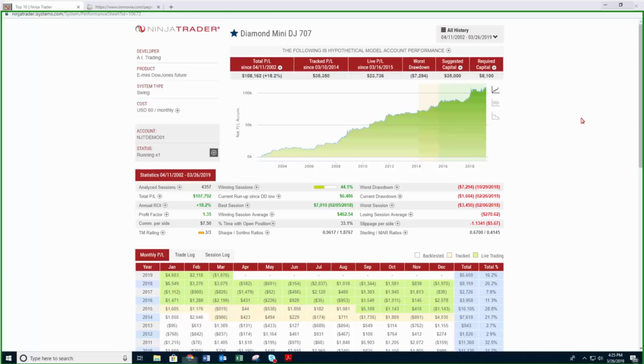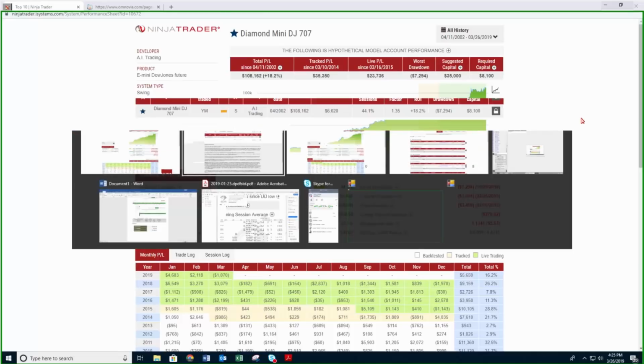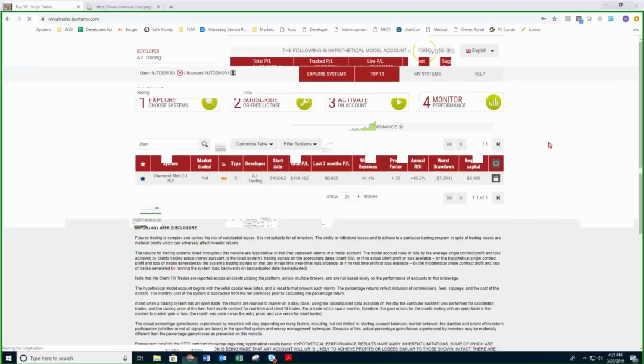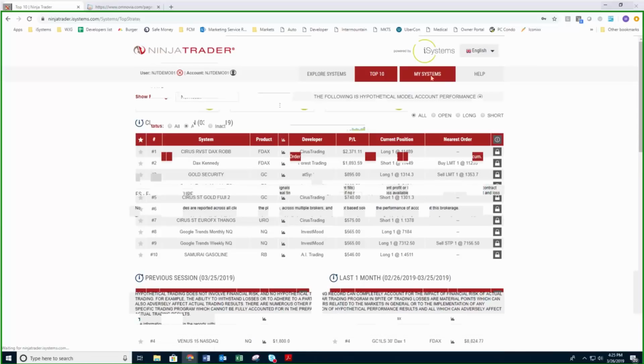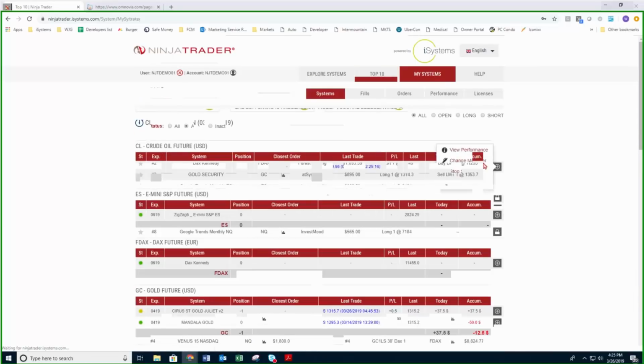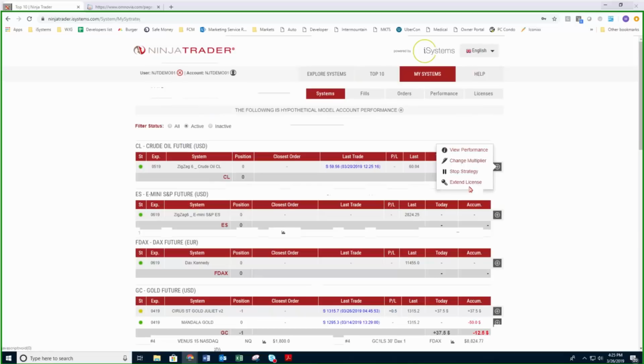What was the other question I think I missed here? There's one last one in there from Alex S. Can I change the number of contracts? Oh, yes, you can. If you're here, change multiplier. First you extend the license, then you change the multiplier. Absolutely.